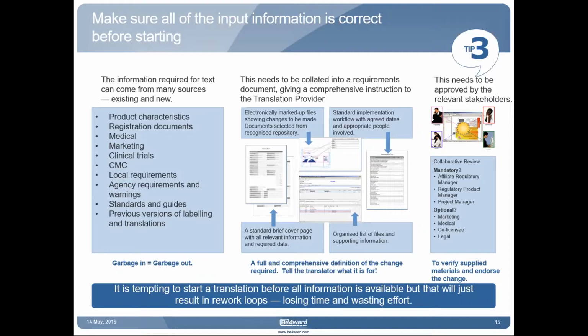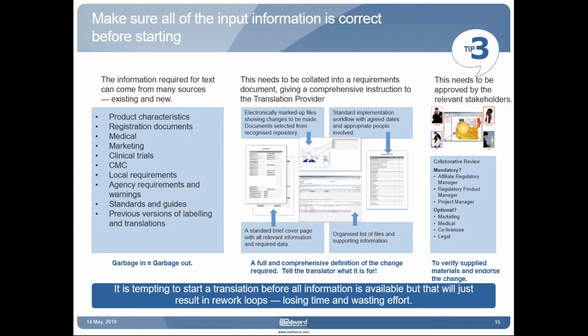Once you've got all that information, you need to put that into a clear and unambiguous document to brief your translation provider. This is what we want you to do with this content. So make sure that it's clear and make sure that the translation provider is crystal clear on what it is that they have to do with the material that you're providing to them.